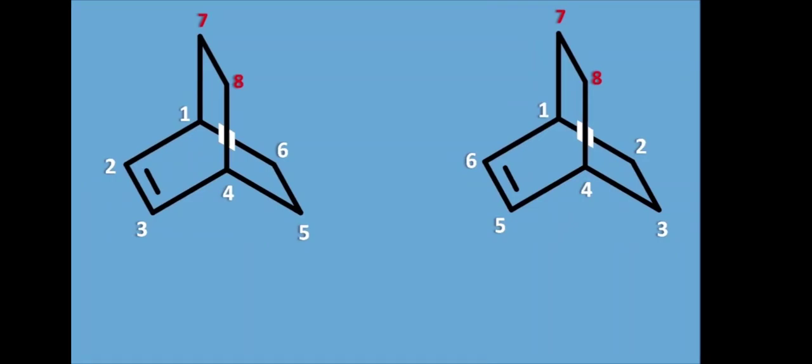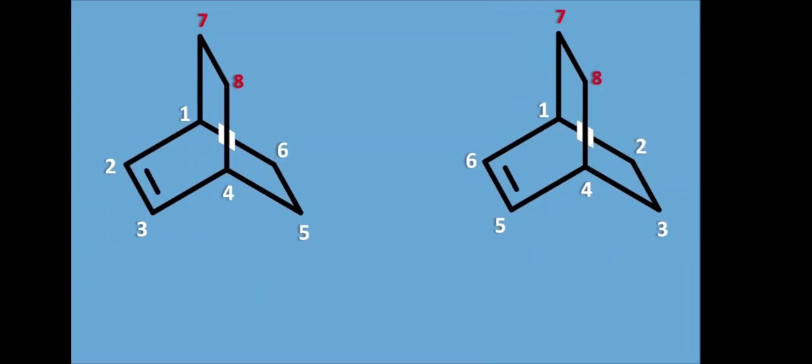So now let us take another example. So here the numbering is starting from the bridge head: 1, 2, 3, 4, 5, 6. The numbering is given in the anti-clockwise direction, and 7 and 8 to the bridge, and the double bond is present at 2 and 3. So here 1 and 4 are the bridge heads.